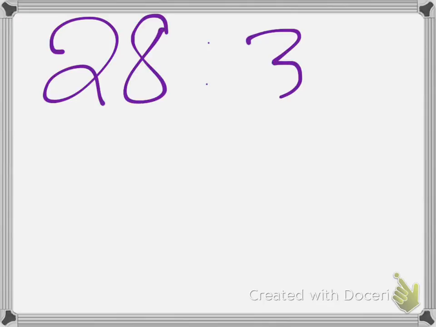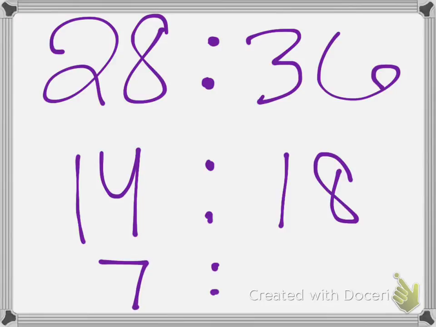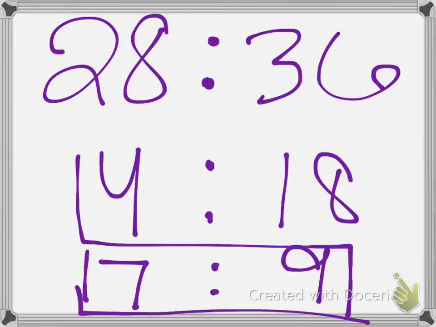Another way: 28 is to 36. We can divide by 2. 28 divided by 2 is 14, and 36 divided by 2 is 18. If we simplify this more, because we can, 14 divided by 2 is 7 and 18 divided by 2 is 9. So we are left with our same ratio of 7:9. Those are ways to do it.